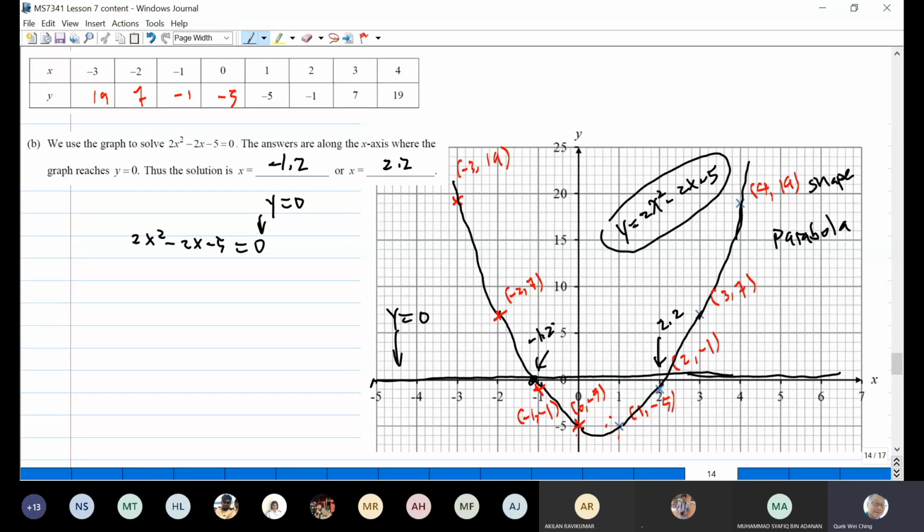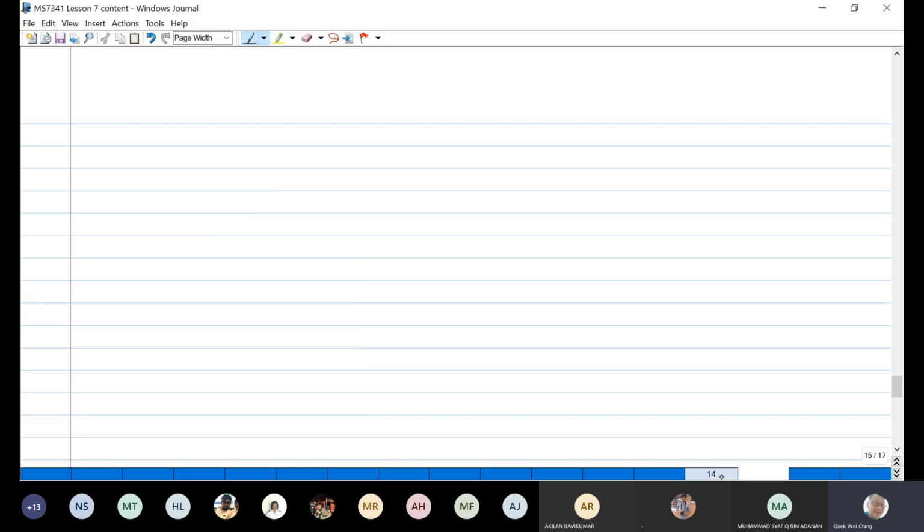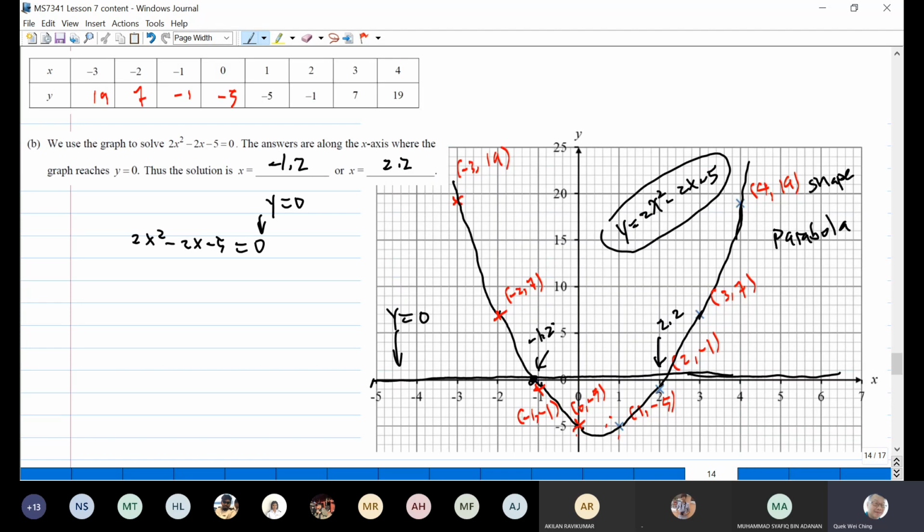Okay, so I finished this part of the chapter. Next lesson, I will do some tutorial with you. This one I will just WhatsApp to you first. So this is what the graph looks like. Okay, so I can stop recording now.